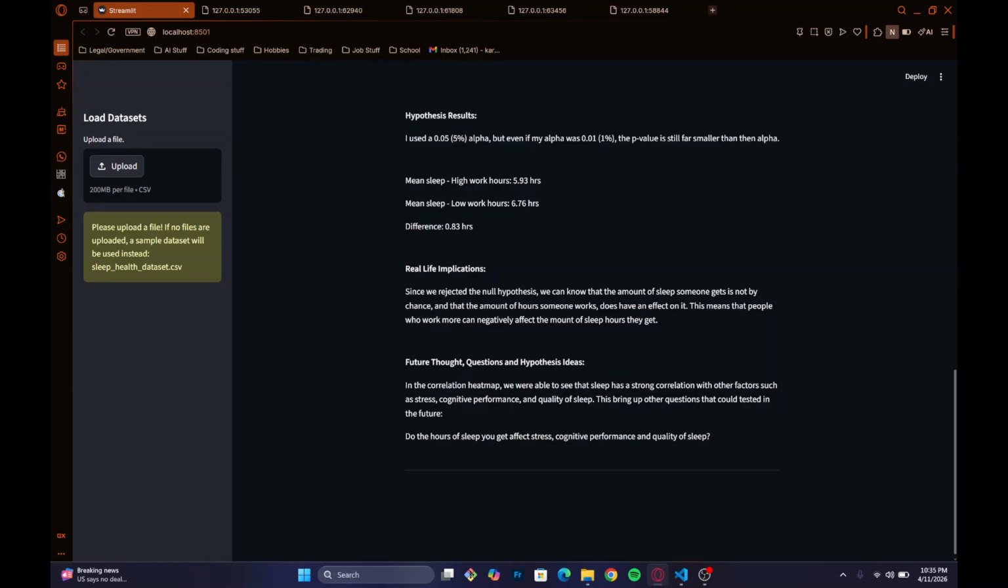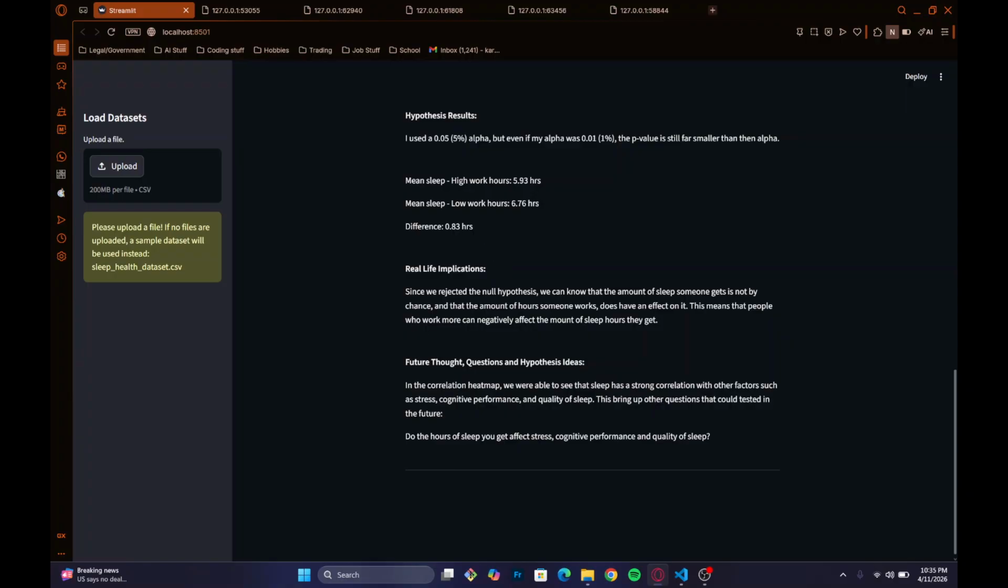are that the mean sleep of the high work hours is around 5.93 hours, and then the average sleep hours for the people who work less are 6.76 hours. This is a difference of 0.83 hours, almost an entire hour of difference.